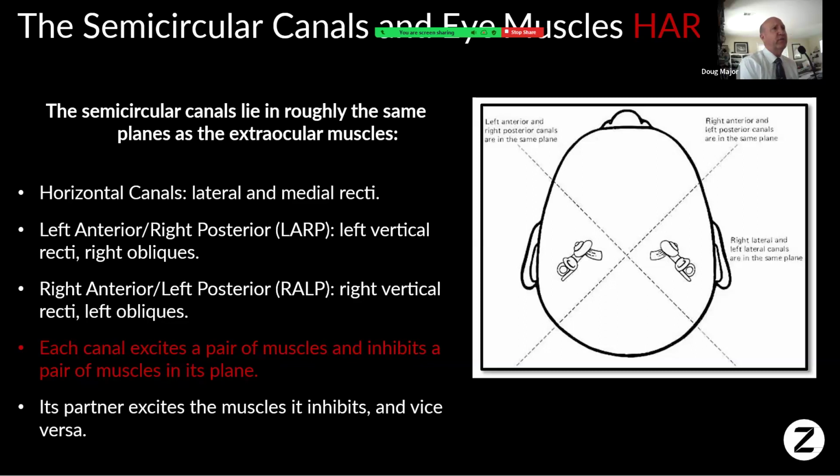And how these semicircular canals are hardwired to the eye muscles that are associated with their plane of motion, like the horizontal canals with the lateral and medial rectus. We've got the obliques, and I won't go through it in detail here, but the key thing is that each canal excites a pair of muscles and inhibits a pair of muscles in its action plane, its action vector.